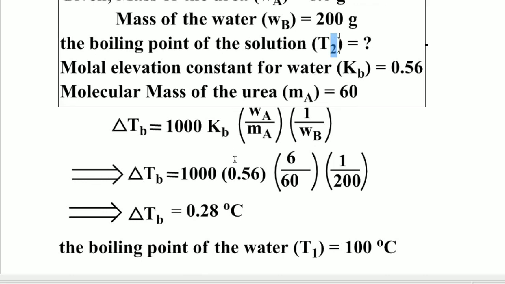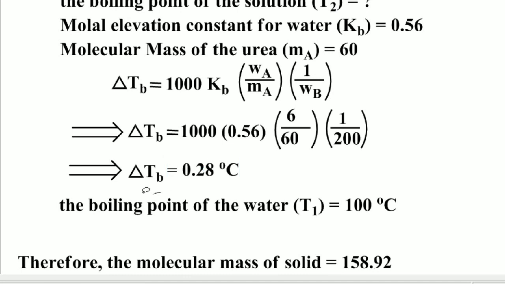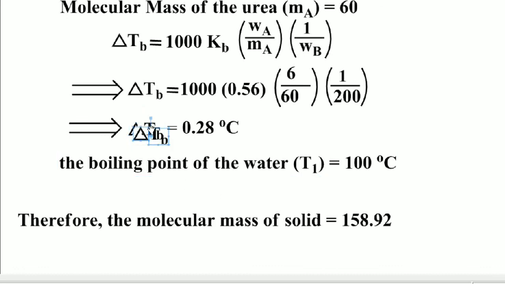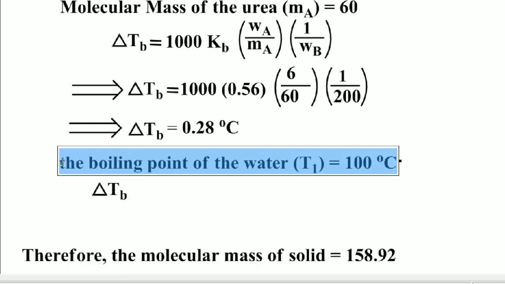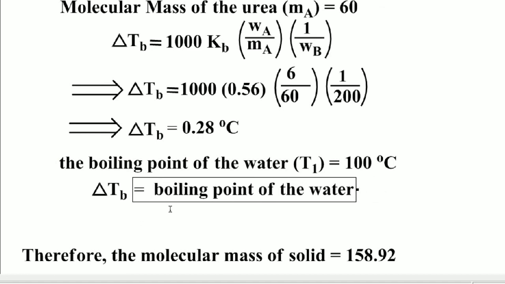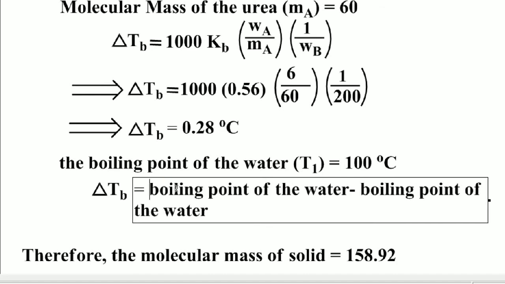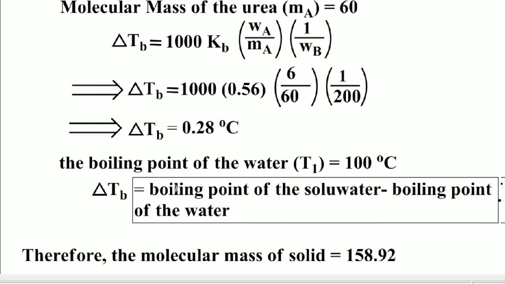So students, we know that the elevation in the boiling point, delta TB, is equal to the boiling point of the solution minus the boiling point of the solvent, that is water, in the given problem.